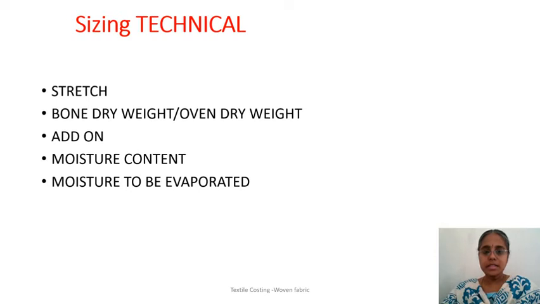The technical things that need to be understood for sizing are the stretch that happens between the drying cylinders, the bone dry weight of the material, the wet weight of the material, the add-on percentage, that is the size in the yarn, the moisture content in the yarn, and the moisture that has to be evaporated. All these calculations are technical. If they are understood well, then it will give a good understanding of the cost related calculations, and it is useful for cost control.